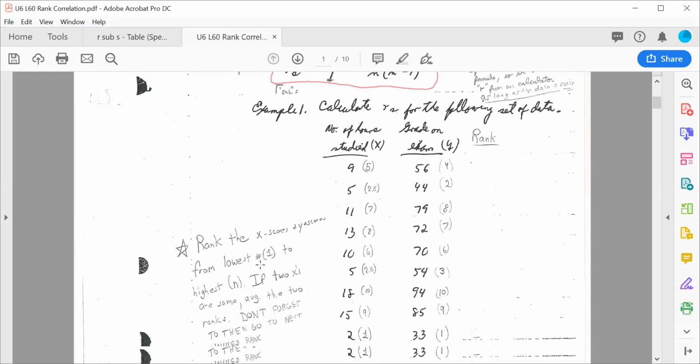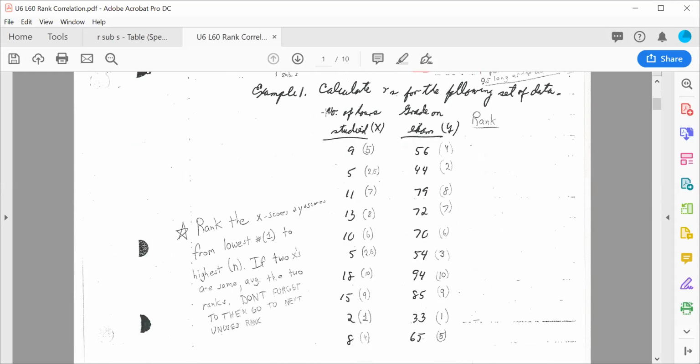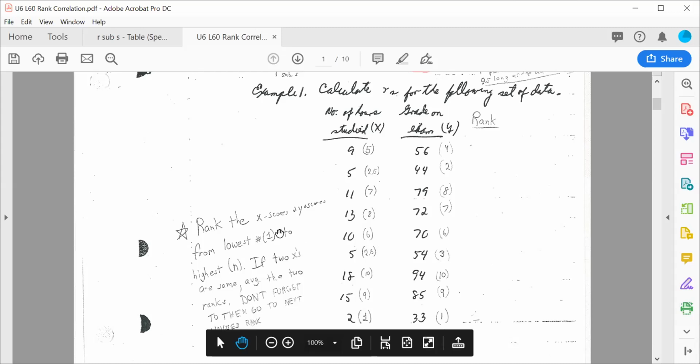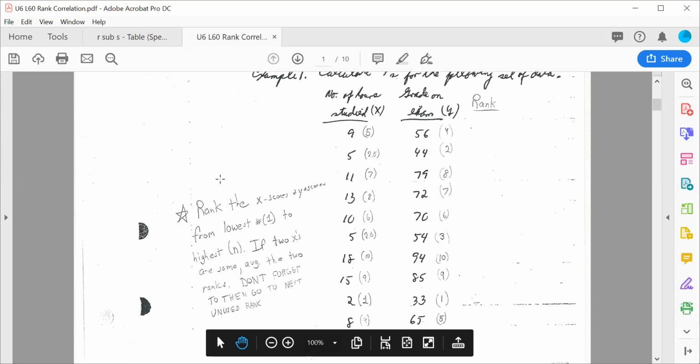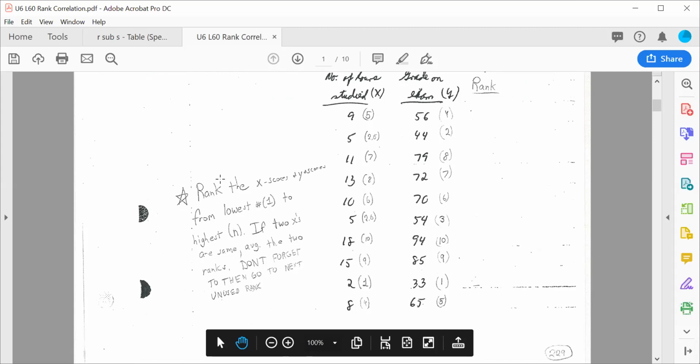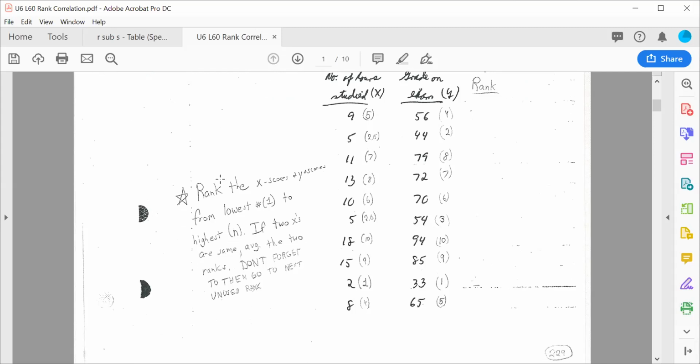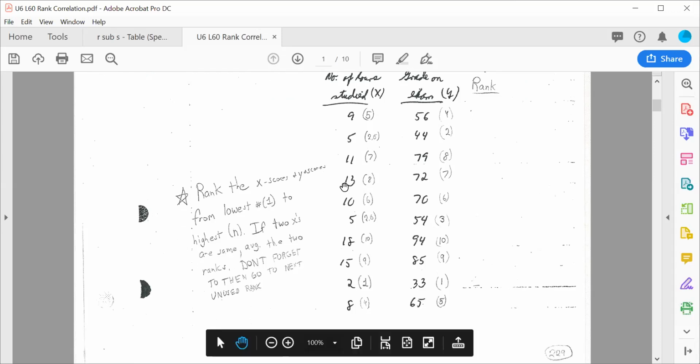Well, imagine we're studying the number of hours studied for a test versus the grade on a particular test or exam. Okay, and here's the number of hours studied, and here's the grade. The way you calculate Spearman's rank correlation coefficient is you rank the data individually. Yes, you rank the data from low to high. And the lowest number, let's start with the X's. The lowest number is a 2 hours studied, okay? That gets a rank of 1.